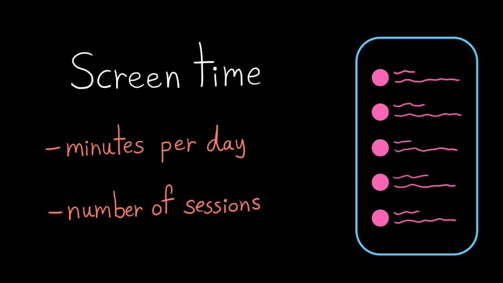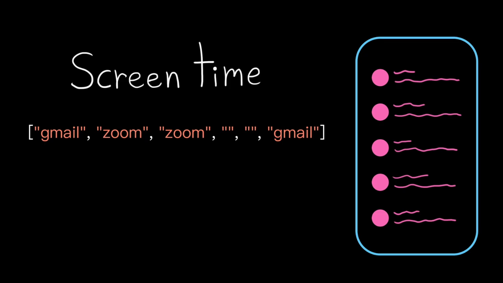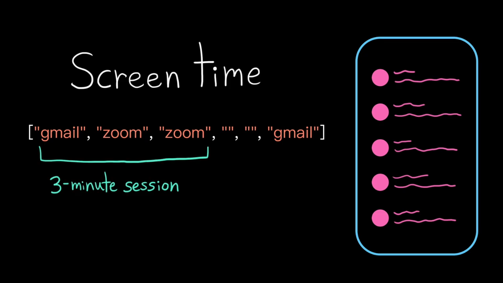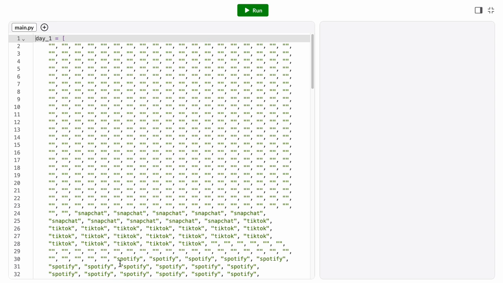The tracking software I'm using formats my data in a list, where each element represents a minute of the day. Each minute, it records the name of the app that I'm using, or if my phone is idle, it records an empty string. Here, I've downloaded the data for a single day.